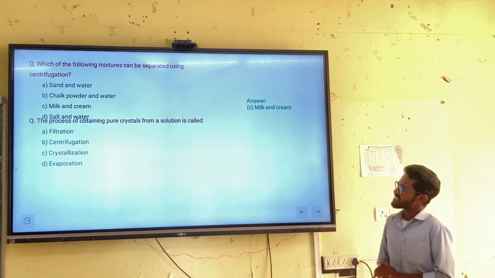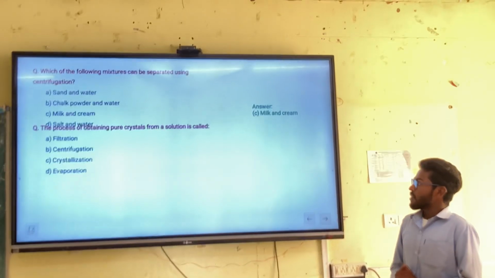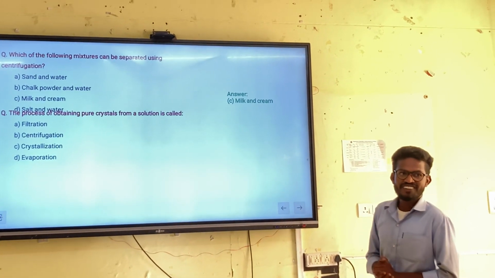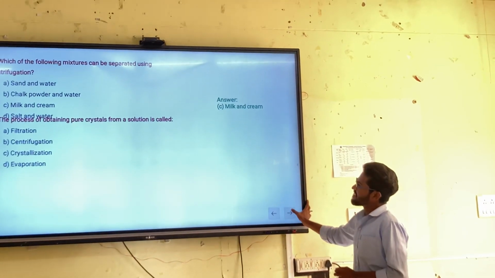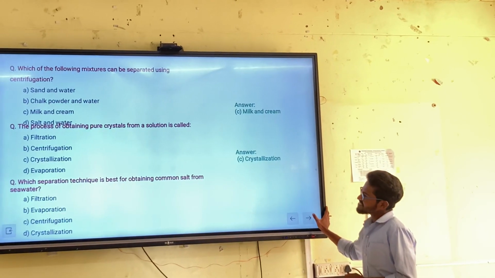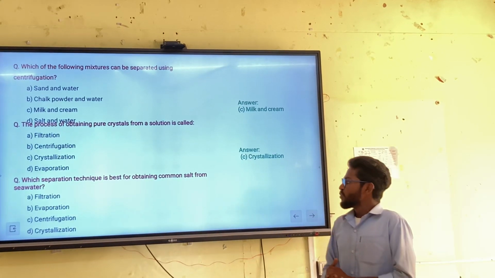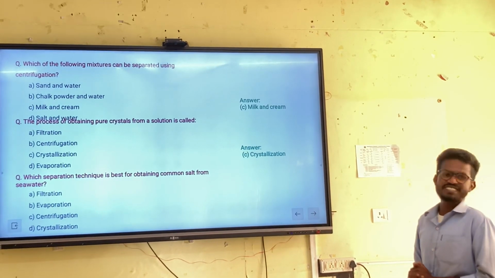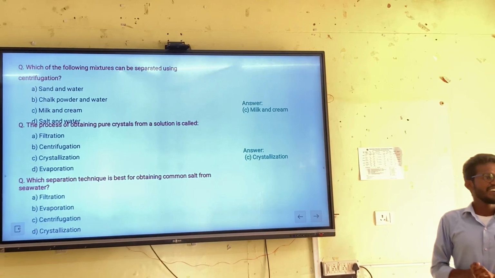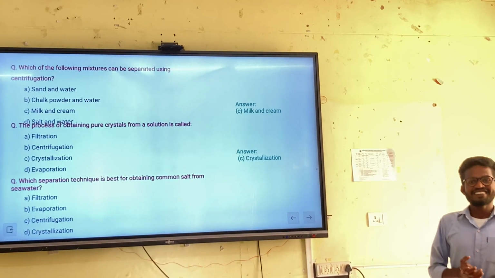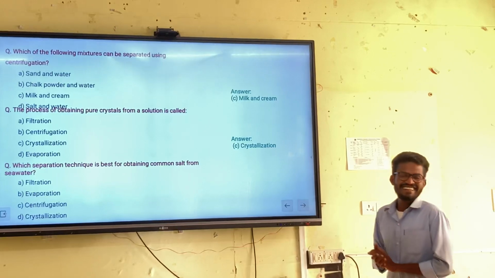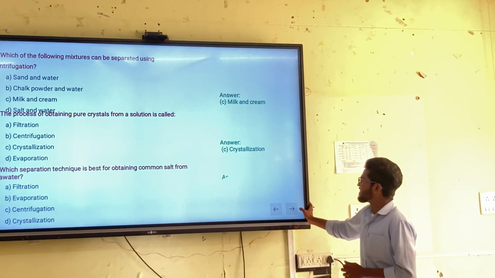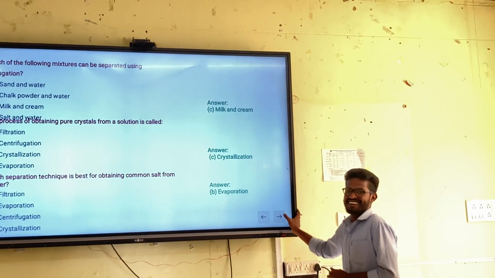The second question is, the process of obtaining pure crystals from a solution is called crystallization. The third question, which separation technique is the best for obtaining common salt from seawater? Evaporation. Can anyone raise your hand? Please. Evaporation. Okay. Right.